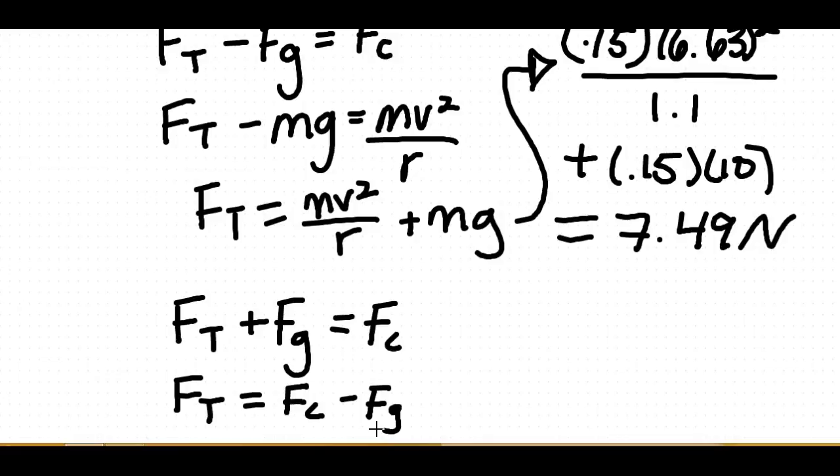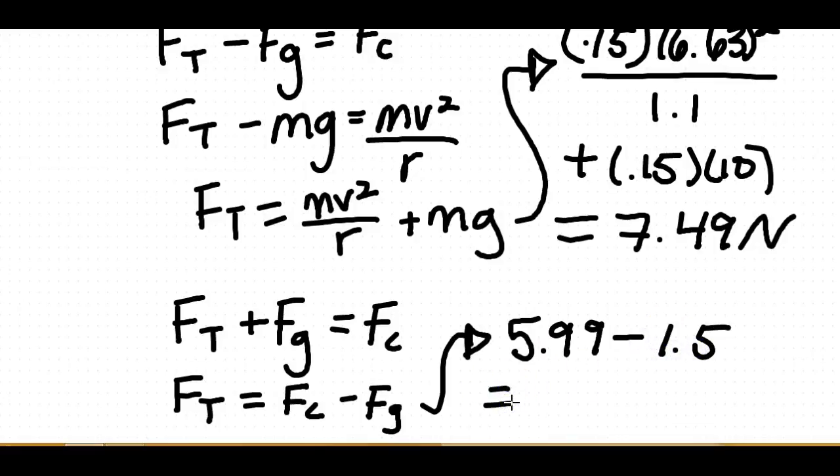But realistically, the 3.2 we calculated at the top is only when it's just passing by because of gravity, and that's not what we're worried about. We want a situation that's real life, so we're going to keep 6.63. So we do 0.15 times 6.63 squared, divided by 1.1. So our centripetal force is 5.99 and our force of gravity is 1.5. So our force of tension at the top is going to be 4.49 newtons. It's a pretty big difference, but this is a 150 gram object, so it's pretty sizable.